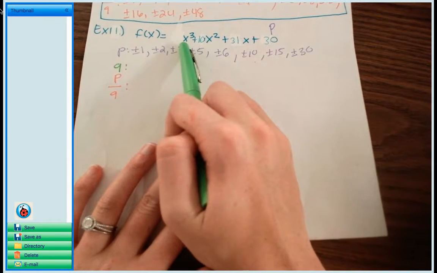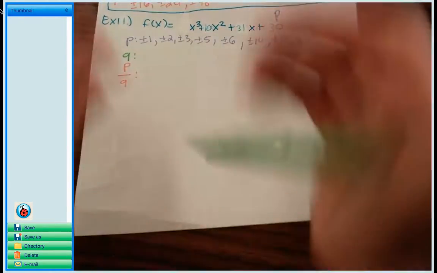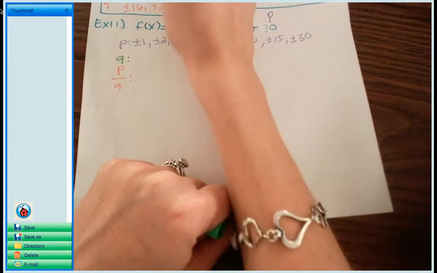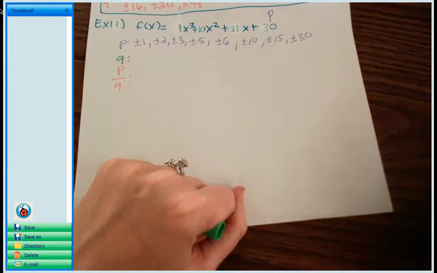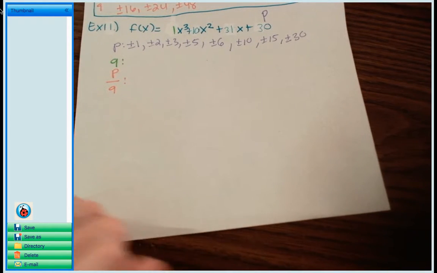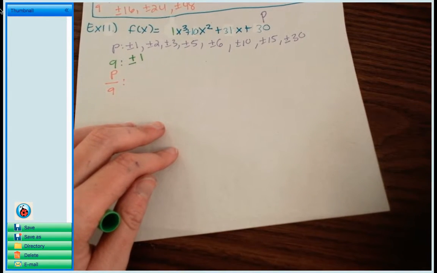Bam, right there. But holy hot dog, you're probably flipping out on me right now because nothing is in front of the x to the third. Well, guess what, you guys? There's secretly a 1, so you don't need to worry anymore. Alright, so I need to list everything that goes into 1. Well, guess what? The only thing that goes into 1 is 1. So my Q is plus or minus 1.